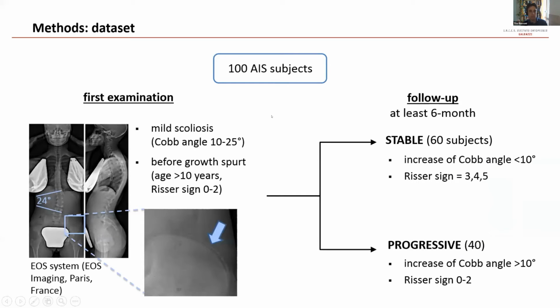We evaluated the data set of 100 scoliotic subjects who underwent EOS radiographic examination at first visit and were identified as mild scoliotic by the Cobb angle and before the growth spurt by the Risser sign, which is a measurement of the state of ossification of the iliac apophysis. And the subjects were recognized after a follow-up period of minimum 6 months as stable or progressive, depending on the increase of Cobb angle below or over 10 degrees and depending on the state of skeletal maturity.